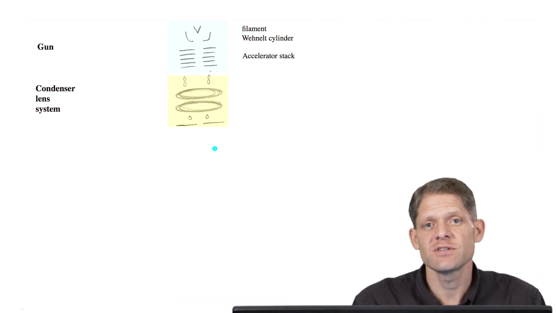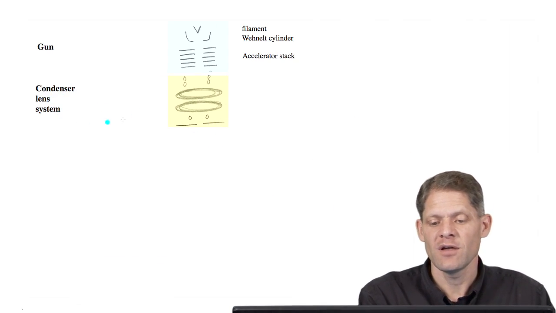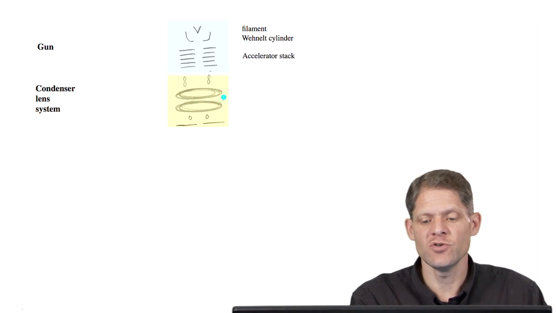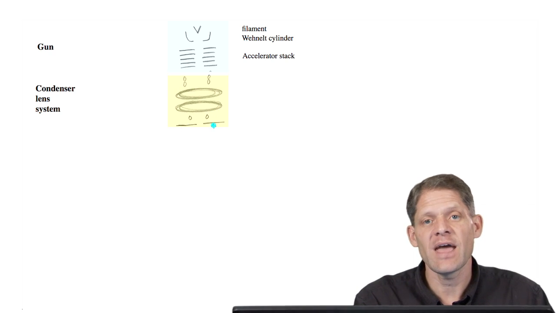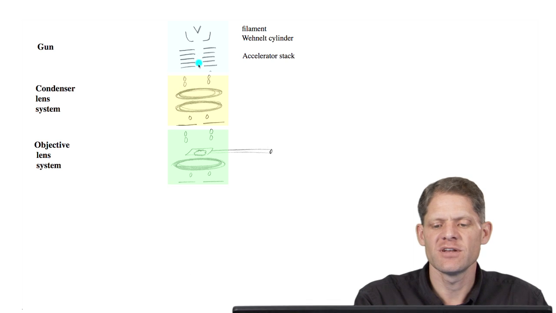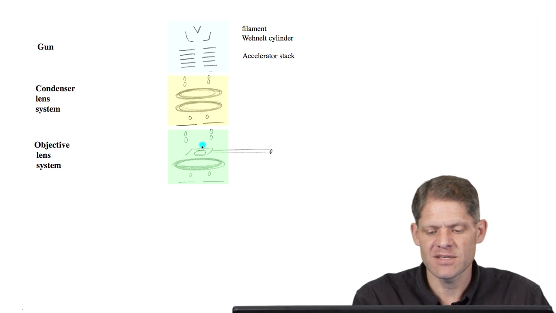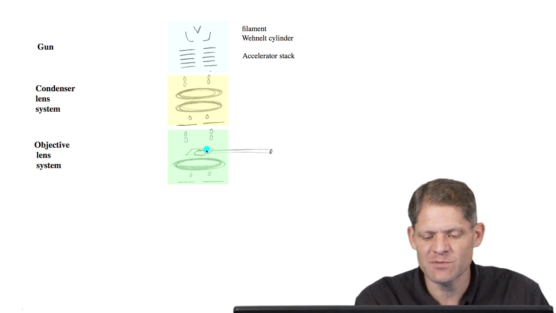Next we have the first lens system, which is called the condenser lens system, complete with a set of deflectors and lenses. Usually there's two, called C1 and C2, stigmators, and an aperture. The purpose of the condenser lens is to take the electrons coming out of the gun and focus and direct them onto the sample. So here I've drawn the sample coming in on what looks like a spatula.